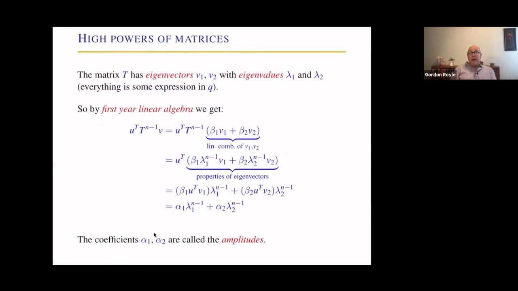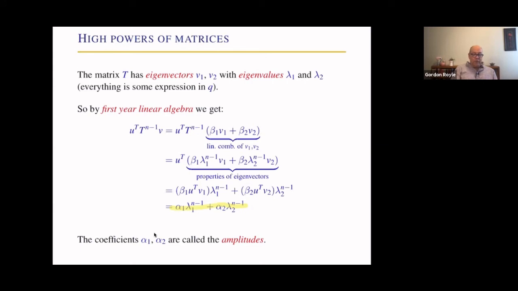If you're taking a matrix to a high power, then, as I tell my first year linear algebra students, you immediately look at eigenvectors and eigenvalues. So the matrix T, even though it's got entries that are polynomials in Q, you can still often calculate its eigenvalues and eigenvectors, and then you can get an expression for the resulting chromatic polynomial that looks like this. Alpha 1 is some function called the amplitude. Lambda 1 is one of the eigenvalues of T. In this case, T was only a 2 by 2 matrix, so we've got only 2 eigenvalues.